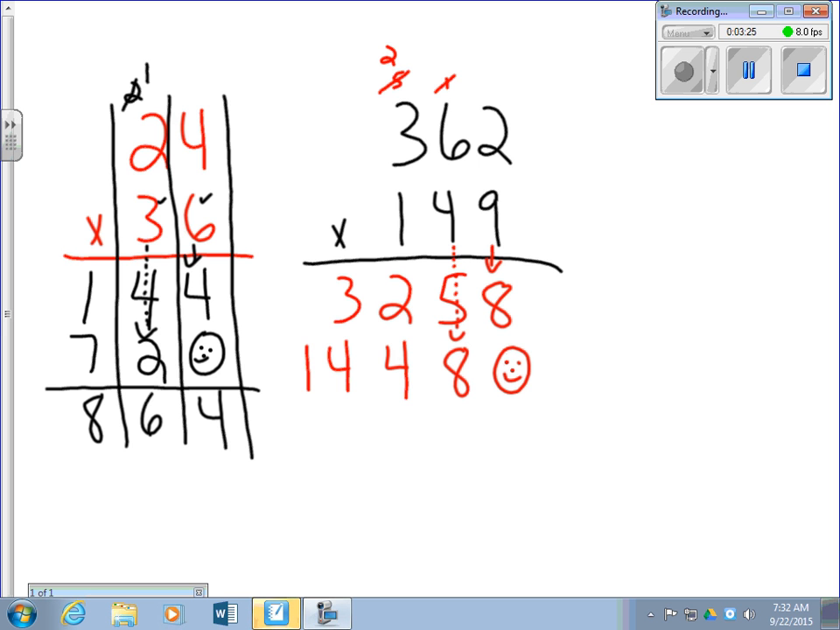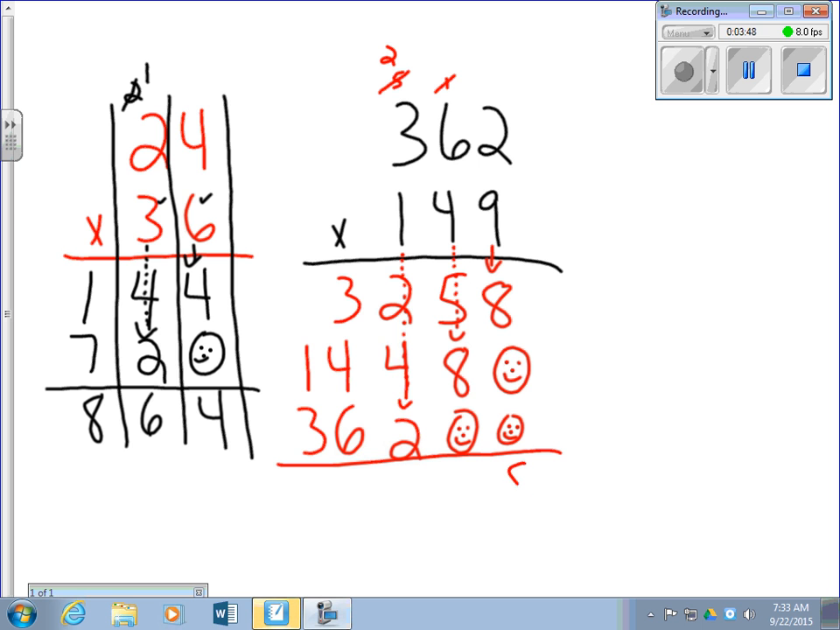Now I multiply by the hundreds, and as you can see, I go straight down. My first answer goes right under my hundreds. 1 times 2 is 2. 1 times 6 is 6. 1 times 3 is 3. All my numbers are nice and neat. In this case now, I have 2 place value zeros. I draw my line, and then I just add.